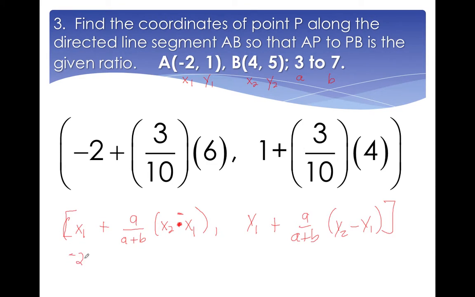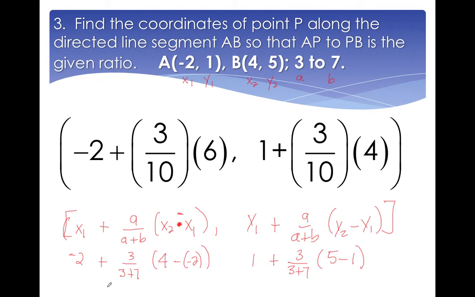Well, of course, that's a negative 2. That's a 3 over 3 plus 7. This is 4 minus negative 2. And that's the reason why we came up with a positive 6. And then when we look at the y's, we've got 1 plus 3 over 3 plus 7 times my y2, which is 5 minus 1. And if you notice, that's the reason why we came out with what we have right here.